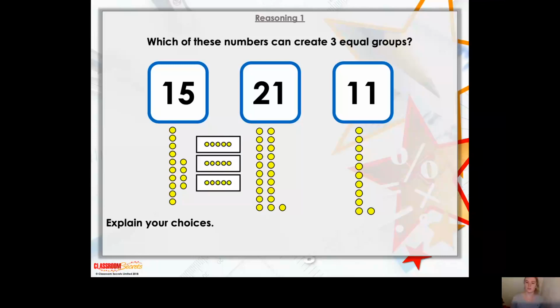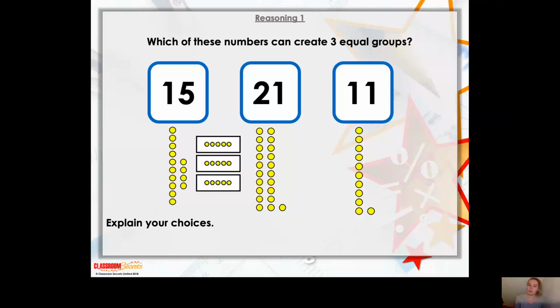We've got 15 counters and I've put them into 3 groups. Well, how many counters are in the first group? Yes, there are 5 in the first group. How many in the second? Yes, 5 again. And how many in the third? There are 5 again. So we have 3 equal groups of 5. So therefore, you can create 3 equal groups using 15 counters.